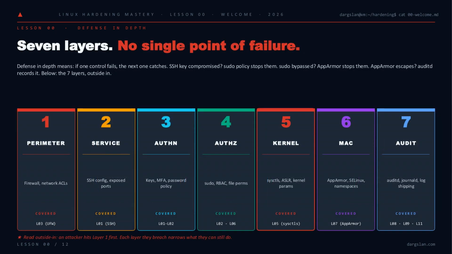So how do you actually stop those attackers? You stack controls, 7 layers, outside in: perimeter, service, authentication, authorization, kernel, mandatory access control, and audit. The point isn't that any single one is bulletproof, it's that an attacker has to defeat all of them in sequence. SSH key stolen. Your sudo policy still stops them. Sudo bypassed. AppArmor confines them. AppArmor escaped. Auditd has the receipts. Every lesson in this course maps to one of these layers.